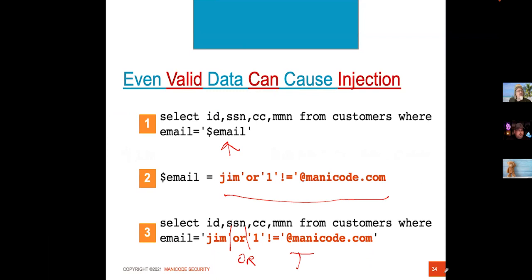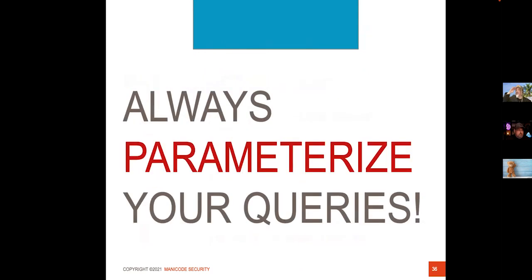Don't feel bad. It's just how the world goes. Look at this. Look at the slide title. Sing it with me: even valid data can cause injection. That's why we always want to parameterize our queries. That's the answer to this problem.